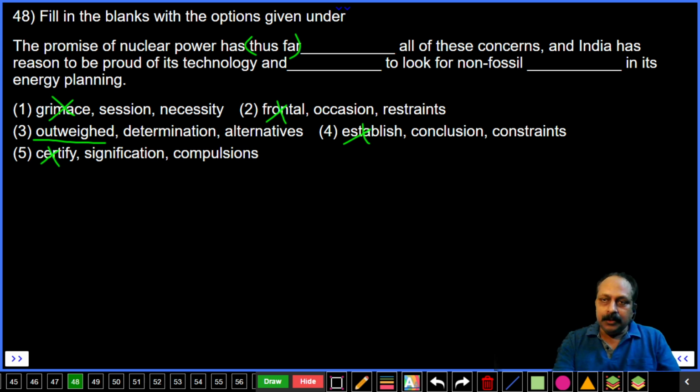Outweighed all of those concerns, and India has reason to be proud of its technology and determination to look for non fossil alternatives in its energy planning. Absolutely right. Answer is the third option. But here, if you catch this and you know it is in present perfect, there should be a verb in past participle form. Within no time, you will get it, you don't have to waste your time checking other options. There's only one option with the verb in past participle form, that is the answer.